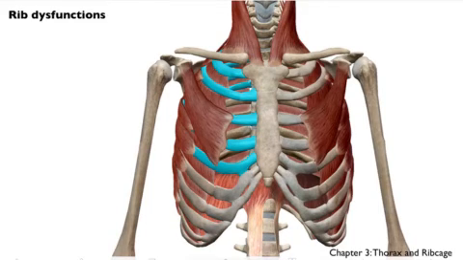There are two most common types of rib dysfunction. Guess what they are? Take a deep breath in and breathe out. Oh, wait a minute. This can only be two, right? Because we only breathe in and breathe out. All right, so we have inhalation dysfunction and exhalation dysfunction. Let's take a look at the animation.